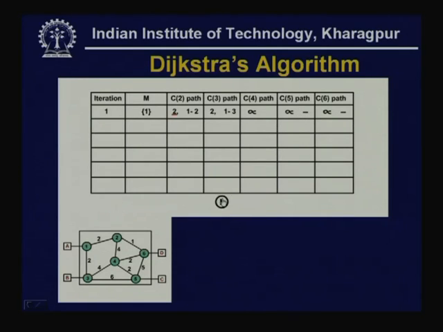Then after the second iteration, node 2 is included as part of M, because this is the least cost path among the available paths. After including 2, you can now get a path to 4 as well as 6. For 4, the path is now through 1, 2 and 4, so the cost is 6, that is 2 plus 4. These link costs are added and you get a cost of 6. And for 5, there is no path from 1 to 5 through 1 or 2.